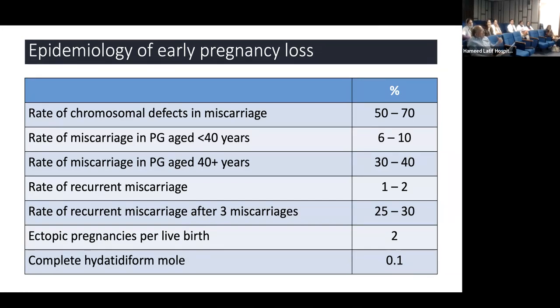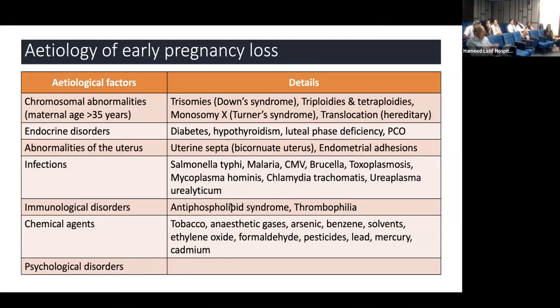While counseling patients who have recurrent miscarriage, one of the points that must be mentioned is that, even without any kind of treatment, the rate of your pregnancy going on to term and being a viable pregnancy will be 65 to 70%, because the rate of recurrent miscarriage after three miscarriages is 25 to 30%. Then ectopic pregnancy and molar pregnancy. These are various causes you can look up in the book, why they are there and how they affect.